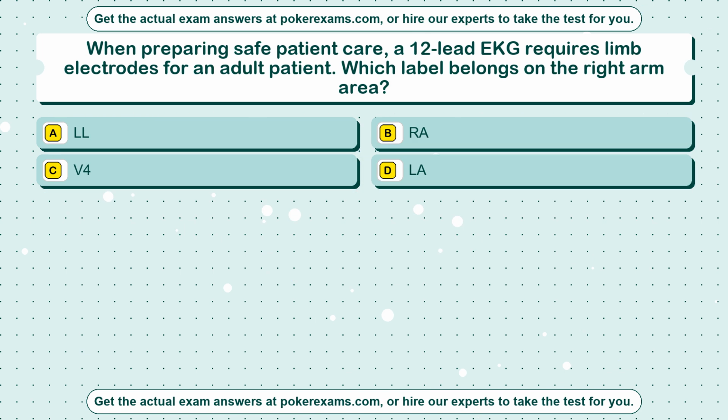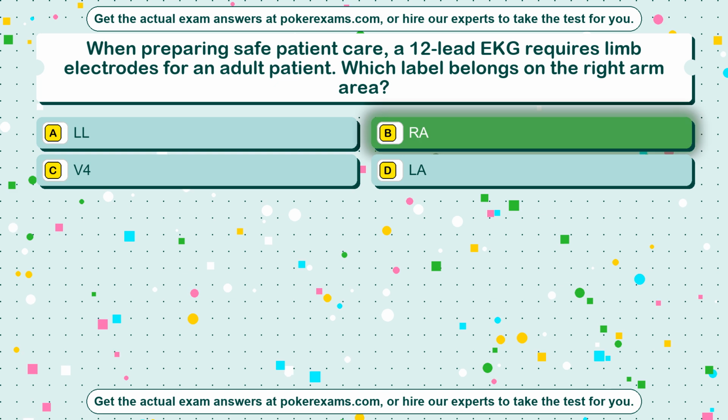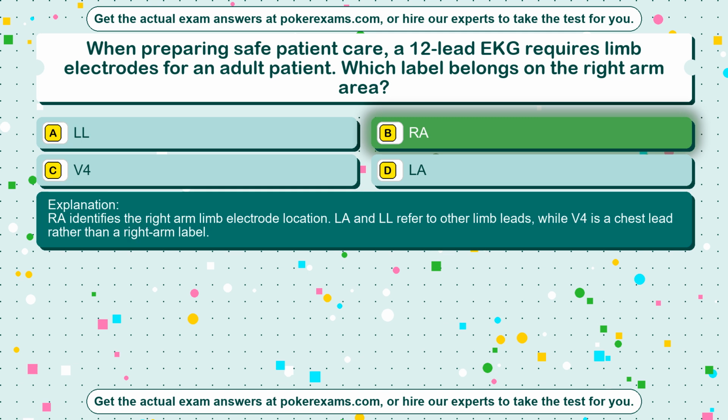Question 39. When preparing safe patient care, a 12-lead EKG requires limb electrodes for an adult patient. Which label belongs on the right arm area? Option A, LL. Option B, RA. Option C, V4. Option D, LA. The correct answer is option B, RA. RA identifies the right arm limb electrode location. LA and LL refer to other limb leads, while V4 is a chest lead rather than a right arm label.